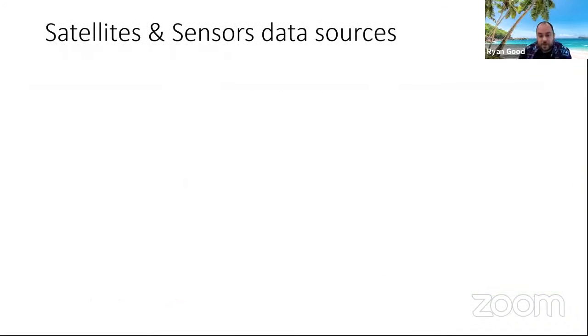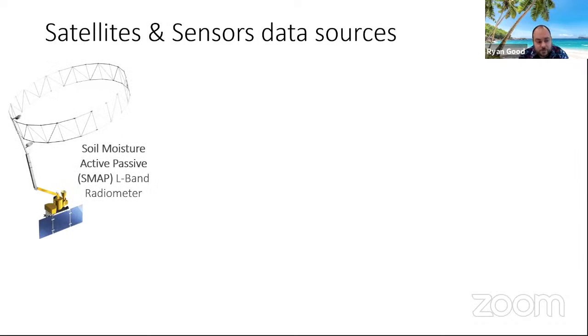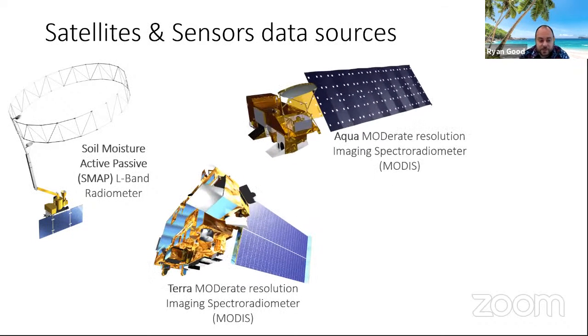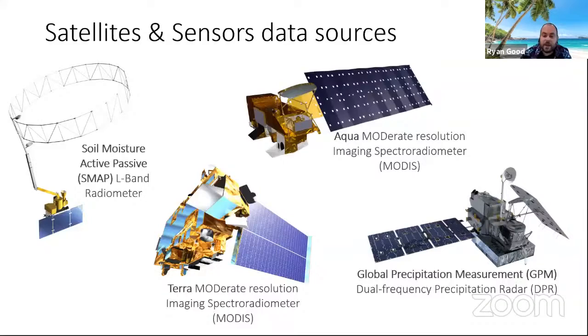So this project used a variety of different satellites and sensors to gather a wide range of data. Those included the Soil Moisture Active Passive, or SMAP, L-band radiometer, both the Aqua and Terra MODIS sensors, and finally the Global Precipitation Measurement Dual-frequency Precipitation Radar, also abbreviated as GPM-DPR.